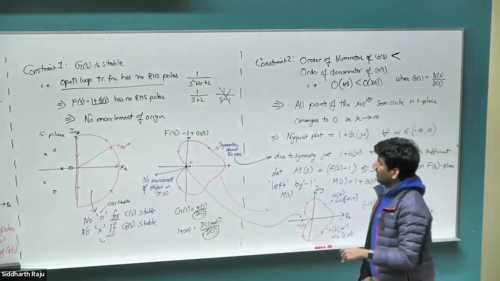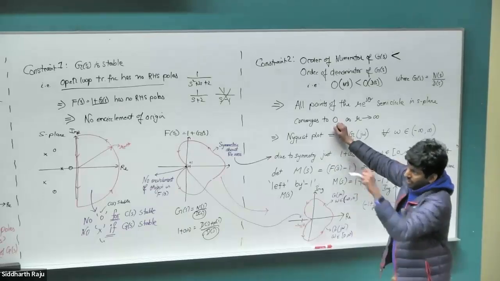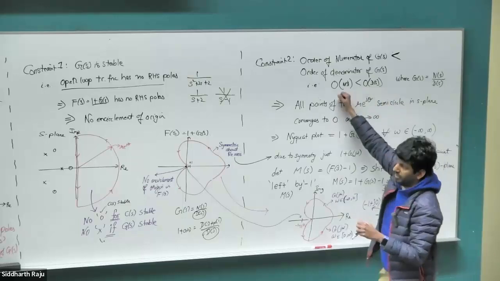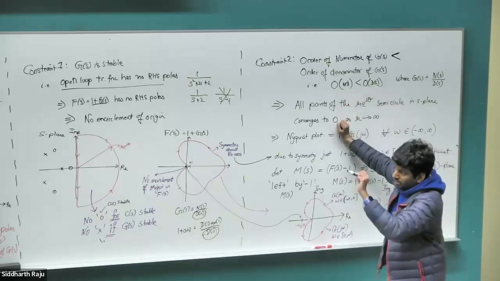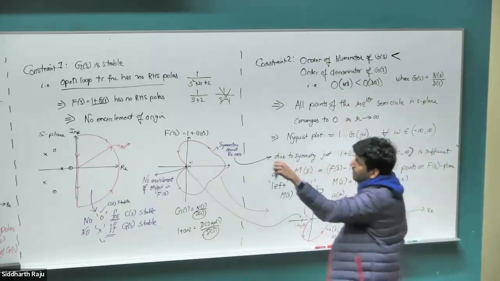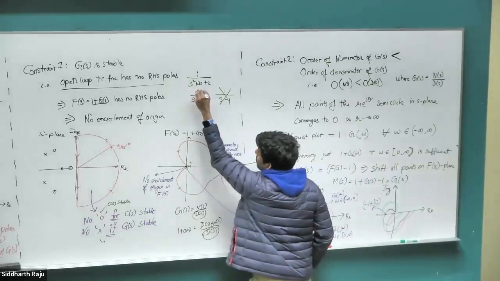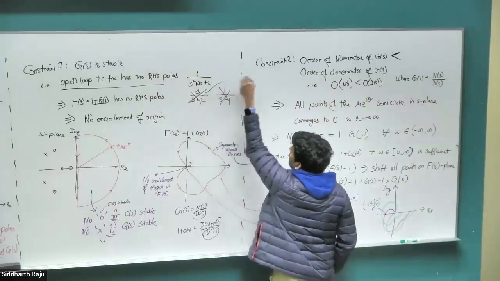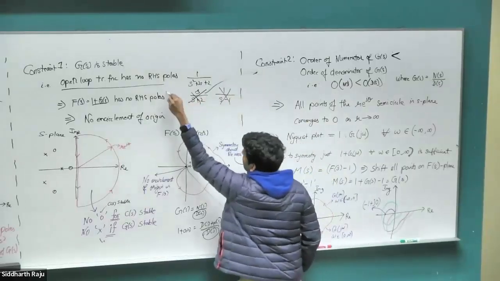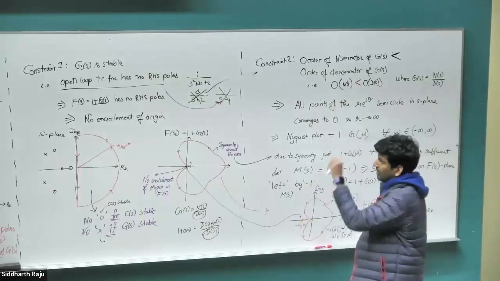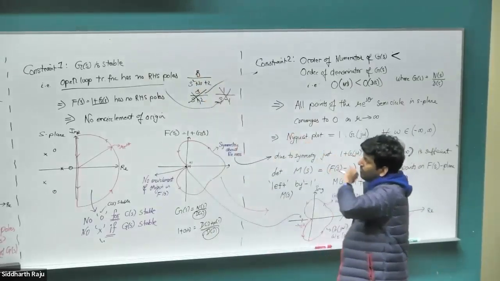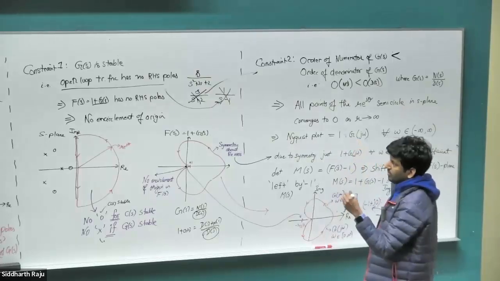The second constraint we added is for systems where the order of the denominator is explicitly larger than the order of the numerator. You can't have a transfer function like S divided by S plus 2; this would fail the constraint. But I can have this one, because the order of the denominator is 2 and the order of the numerator is 1, so that is absolutely fine.